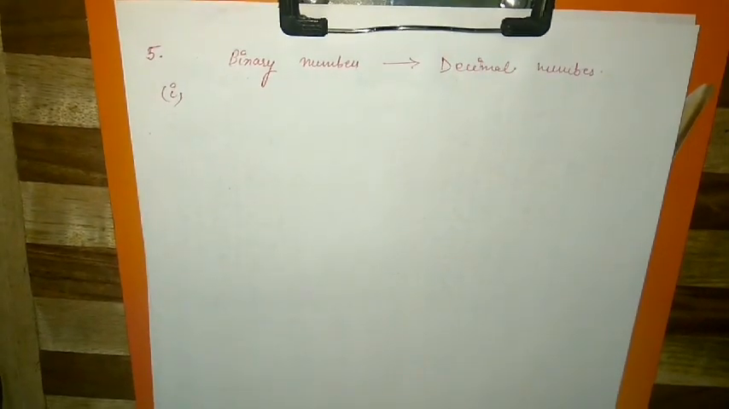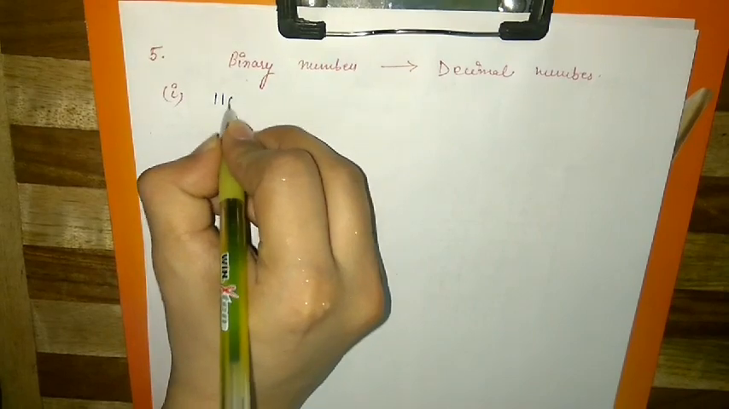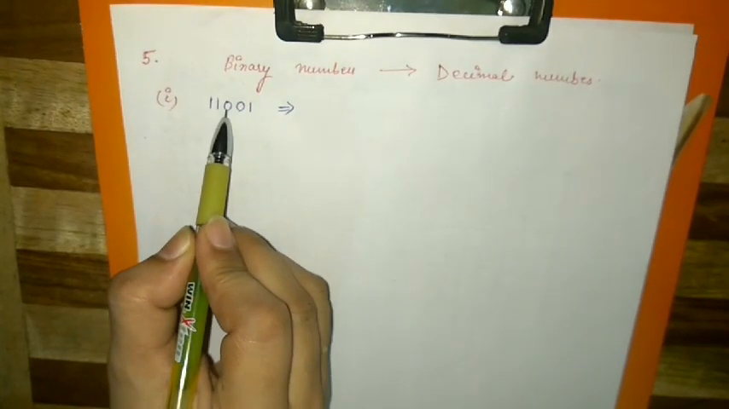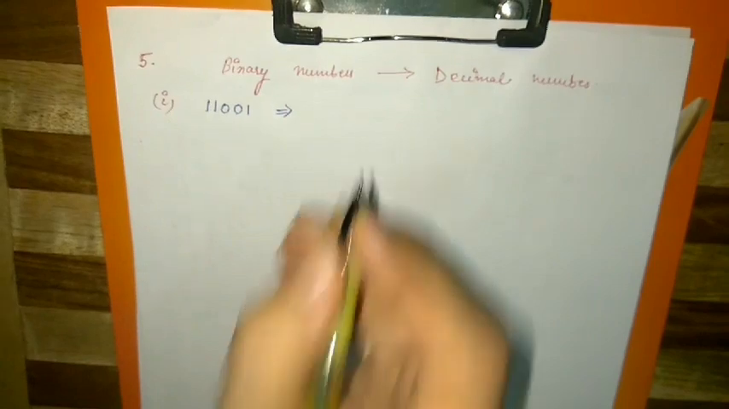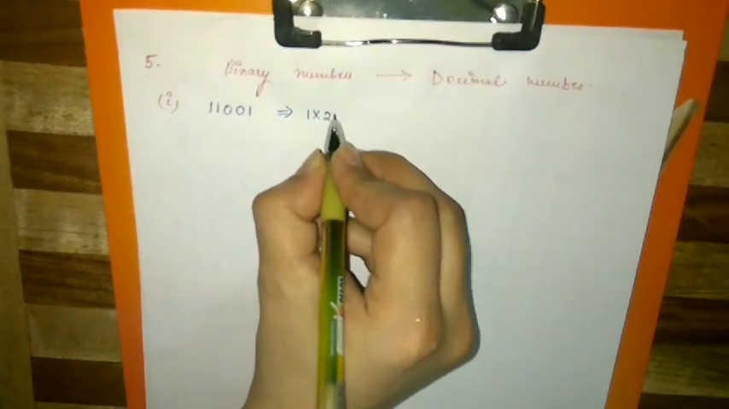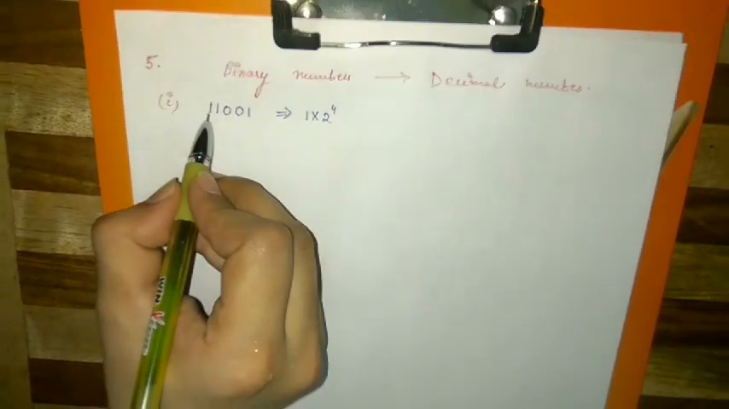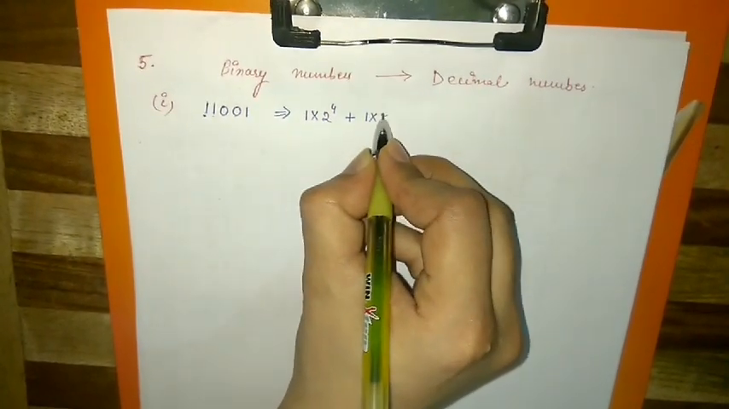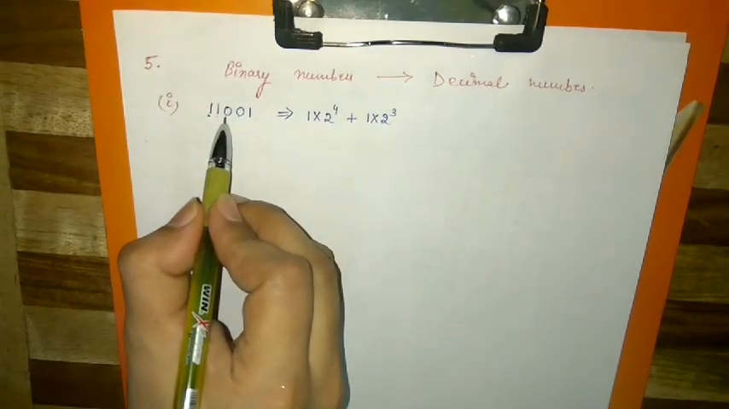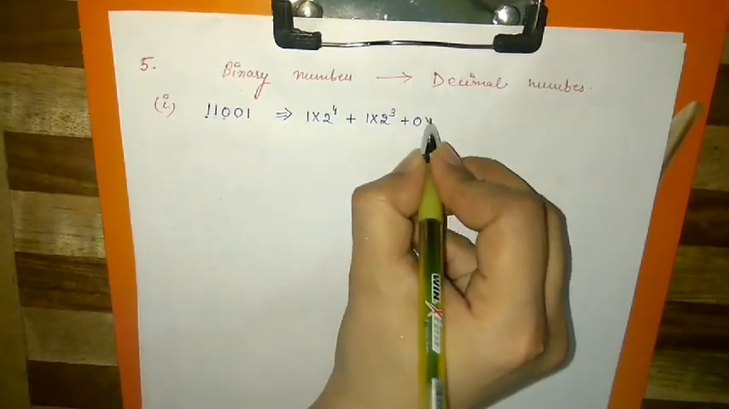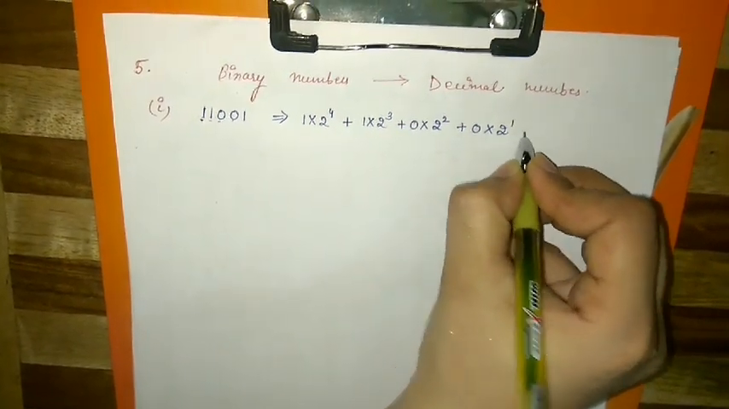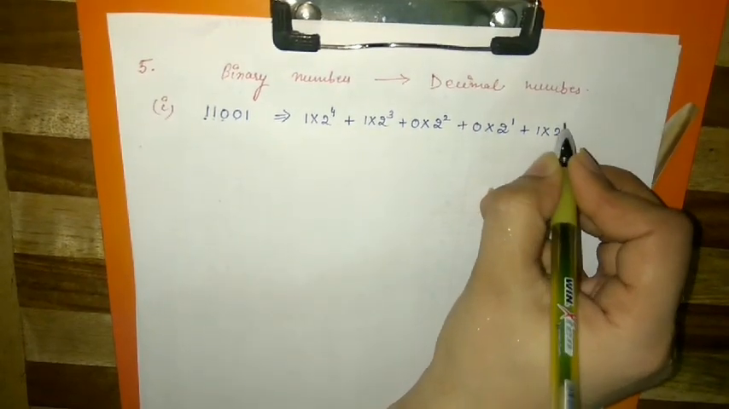The first one is what? It is 11001. Now what is the first step? What you have to do? You have to count from the right hand side, that is 0 1 2 3 4. Okay, so 1 multiplied by 2 to the power 4. Now this one is to be added, and then 1 multiplied by 2 to the power 3. Okay, now comes the 0. So 0 multiplied by 2 to the power 2, then again 0 multiplied by 2 to the power 1, then at the last 1 multiplied by 2 to the power 0.